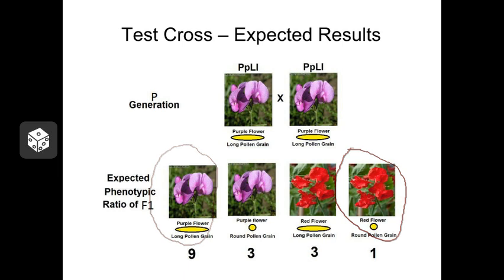Why is this? Well, this occurs because the traits for flower color and for pollen shape are not dispersed randomly among the sex cells as expected. They don't follow Mendelian rules because these two traits are linked. They are located on the same chromosome and are located close together on that chromosome.